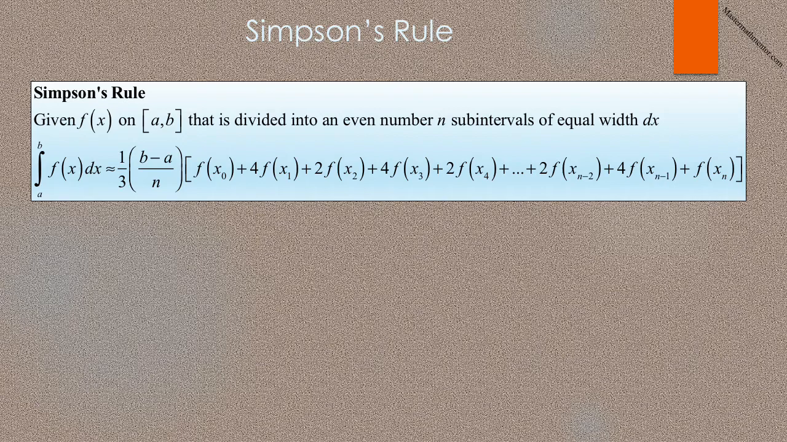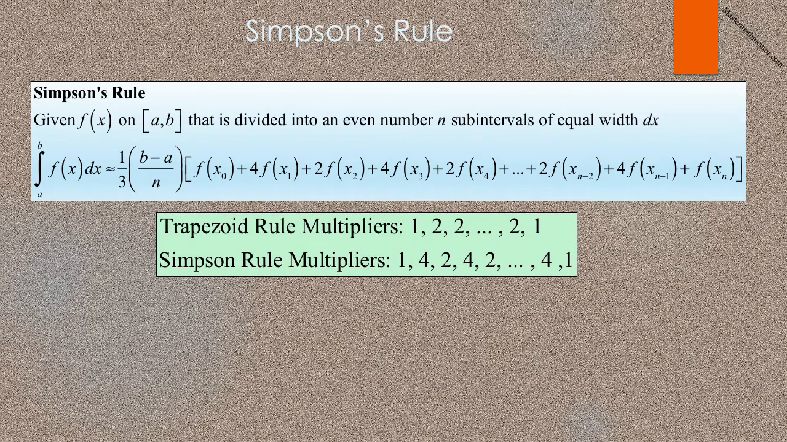It states that if we have some f of x on the interval a to b that is divided into an even number n of subintervals of equal width dx, then we can express the integral from a to b of f of x dx as the approximation 1/3 times the quantity b minus a over n times f of x0 plus 4 f of x1 plus 2 f of x2 plus 4 f of x3 plus 2 f of x4 plus ... plus 2f of x sub n minus 2 plus 4f of x sub n minus 1 plus f of x sub n.